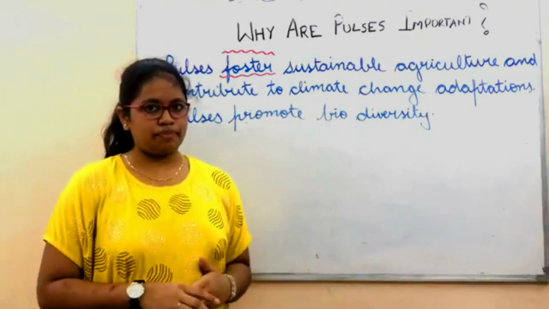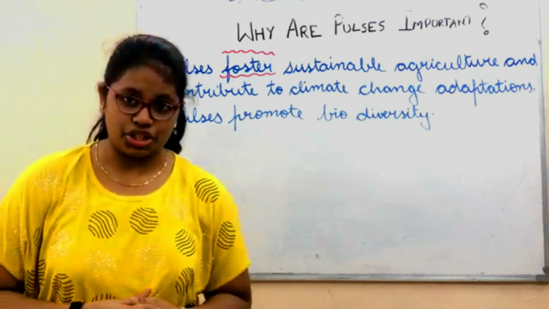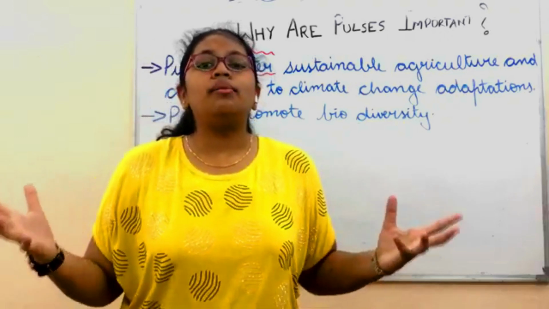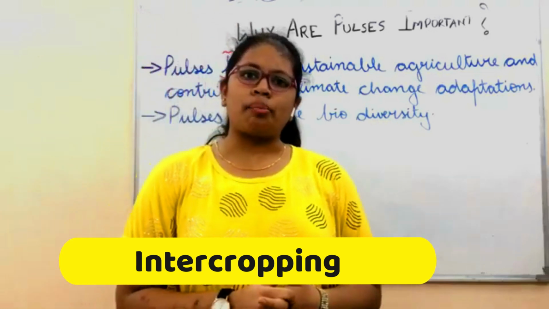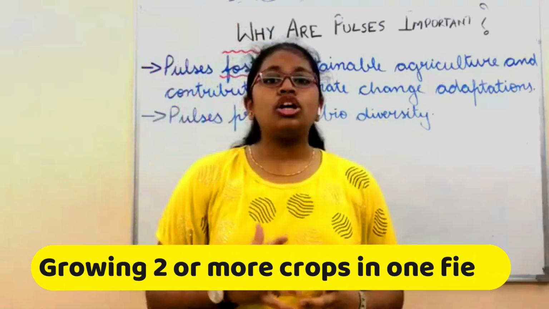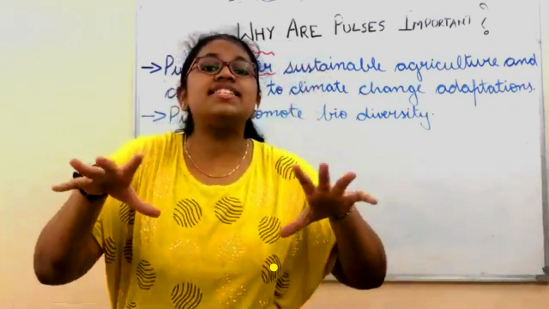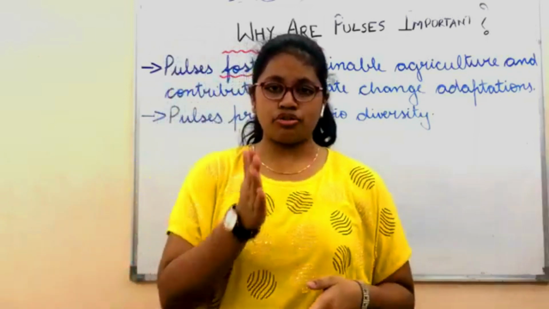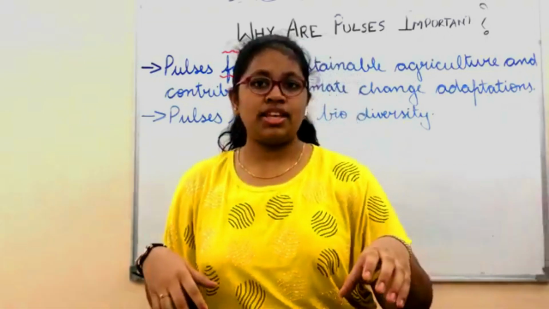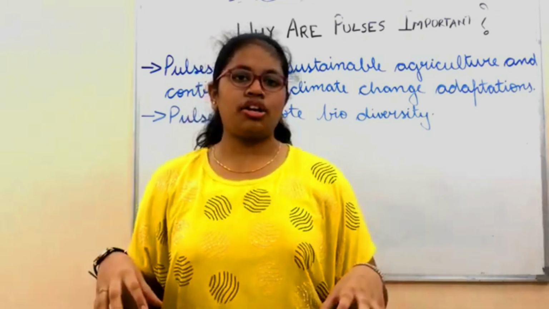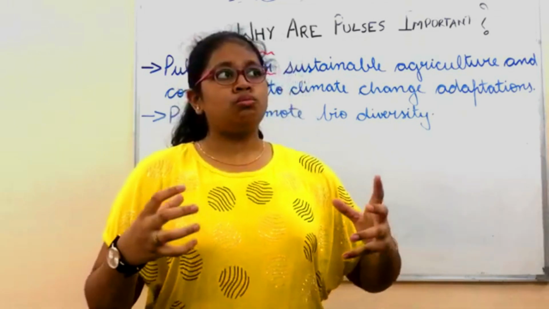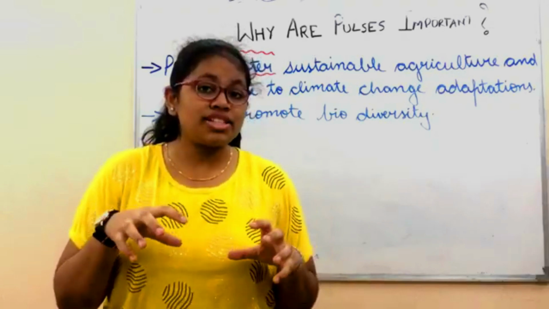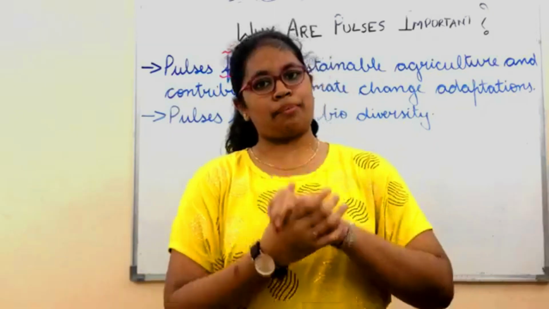Pulses promote biodiversity. Using pulses in intercropping or rotations can improve farm diversity, food and income security. Here I've used a word which is intercropping. What do we mean by intercropping? Intercropping means growing 2 or more types of crops in the same field. For example, if I have a piece of land, I may divide it into 4, and in one corner I may sow peas, in the other corner I may sow chickpeas, in the other corner I may sow lentils, and in this corner I may sow fava beans. So I grow it and I harvest it. Growing multiple crops simultaneously in one field is known as intercropping.